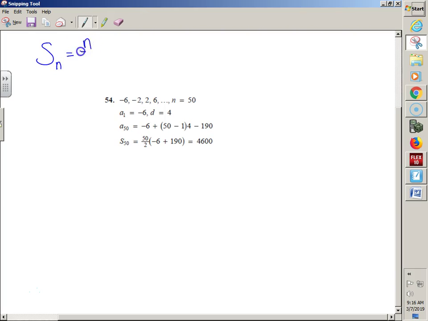N over 2 times the first plus the last. Did you guys hear about Gauss yesterday? Little Gauss, little rebel. Actually, I don't know if he was the one that's really causing problems, but from the teacher's frustration, if he came up being like, I have the right answer, I think he was being a stinker. But either way, you need the first and the last and then multiply by half.